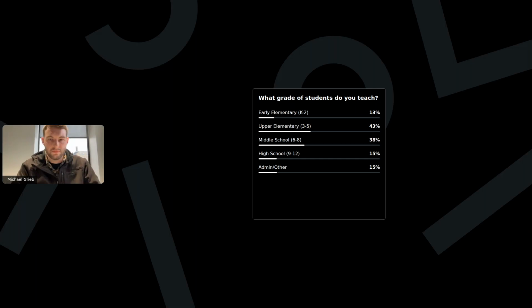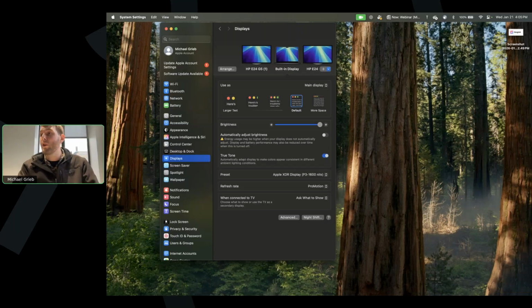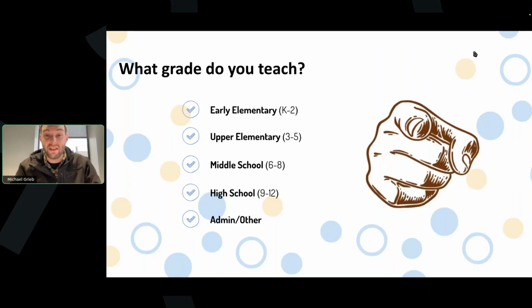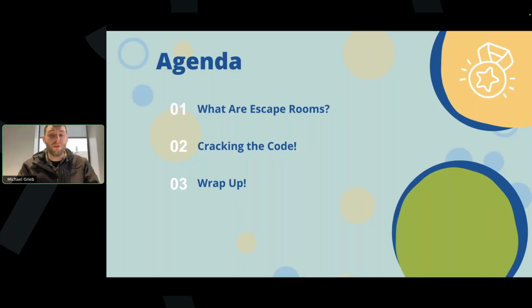It looks like we have representation across the board tonight, which is amazing. At the top, we're at 43% upper elementary, 38% middle school. Those are the biggest ones. And then 13 to 15% for early elementary, high school, and admin other. Awesome. We have folks from all over the place. So thank you for being here, everybody. More importantly, that means I get to slide this content around up and down depending on grade level. So I'm going to be talking pretty broadly today, but I know your expertise will be able to adjust it from there as well.